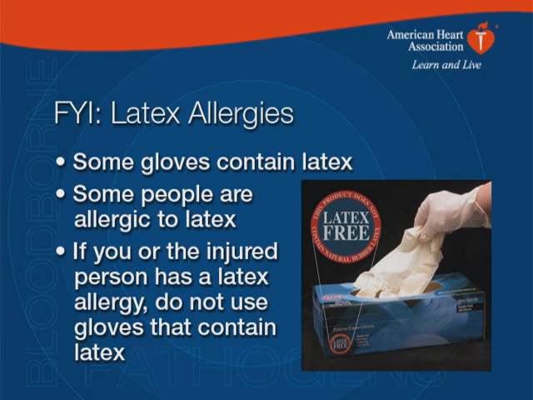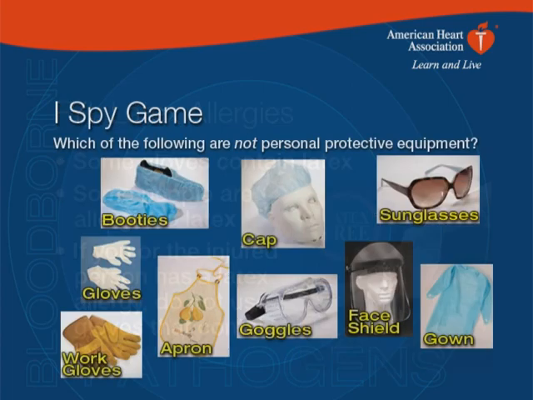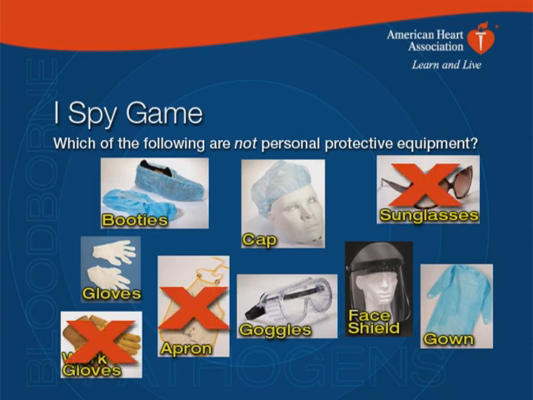Some protective gloves contain latex, and some people are allergic to latex. Whenever possible, use protective gloves that don't contain latex, such as vinyl gloves. If you or the injured person has a latex allergy, do not use gloves that contain latex. Which of the following are not personal protective equipment? The items that are not personal protective equipment are the sunglasses, work gloves, and kitchen apron.